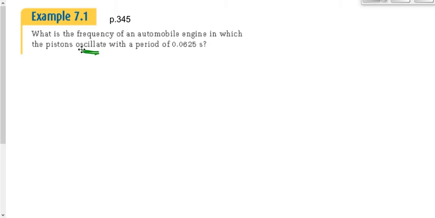All right, we would have solved this question in our last unit if the period of something going in a circle was 0.625. Now we're solving for the frequency if the period of something going back and forth is 0.065. We'll do it in exactly the same way. We're going to say F is equal to 1 over the period. It tells me the period is 0.0625. So it's just simply 1 over 0.0625 seconds.